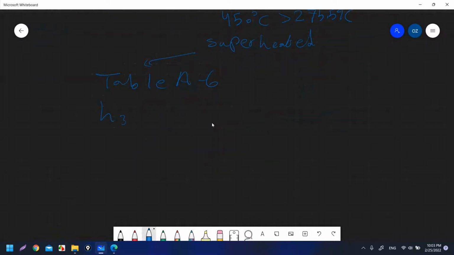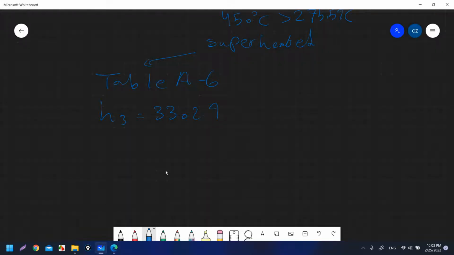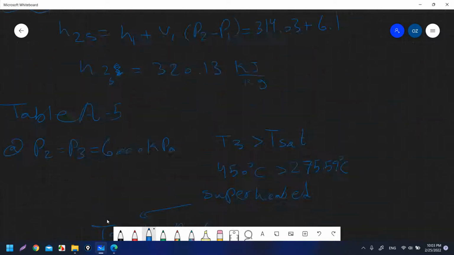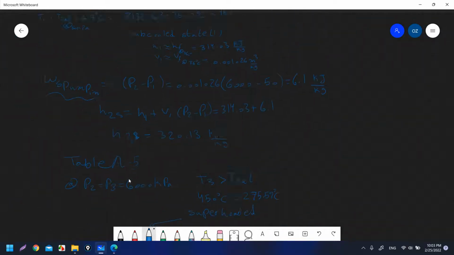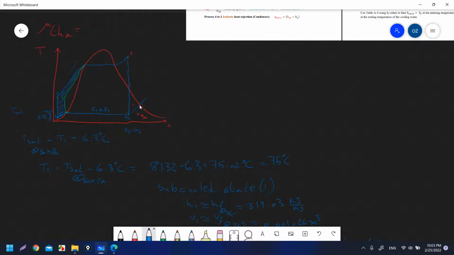So H3 is equal to 3302.9, okay, and S is 6.7219. So kilojoule per kilogram, and S3 is 6.7219 kilojoule per kilogram Kelvin. And this one is equal to S4S, okay? S4S, the blue line, not the red line, okay?